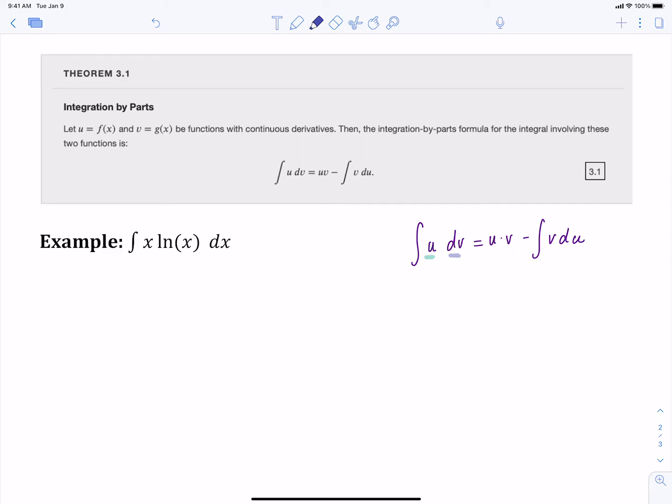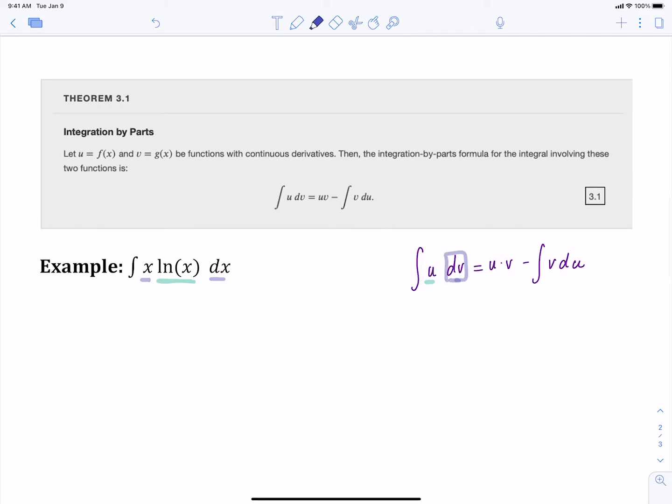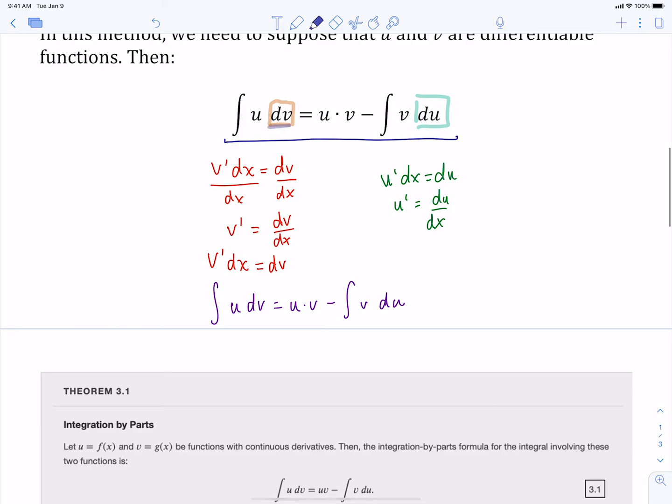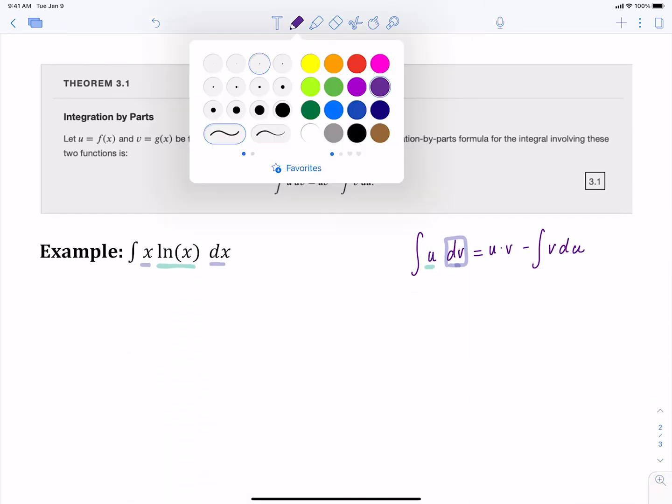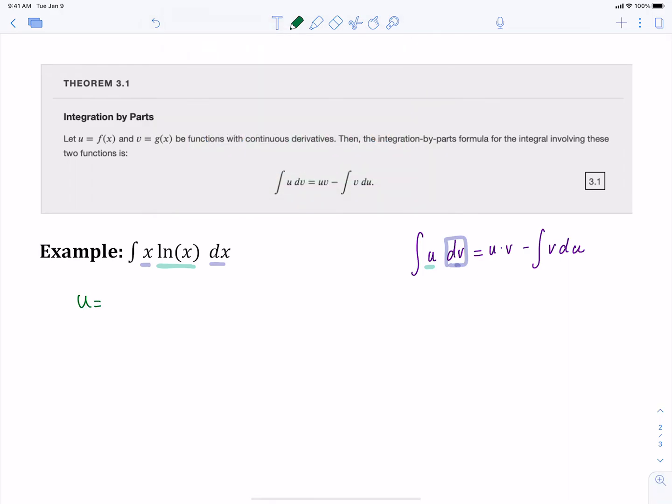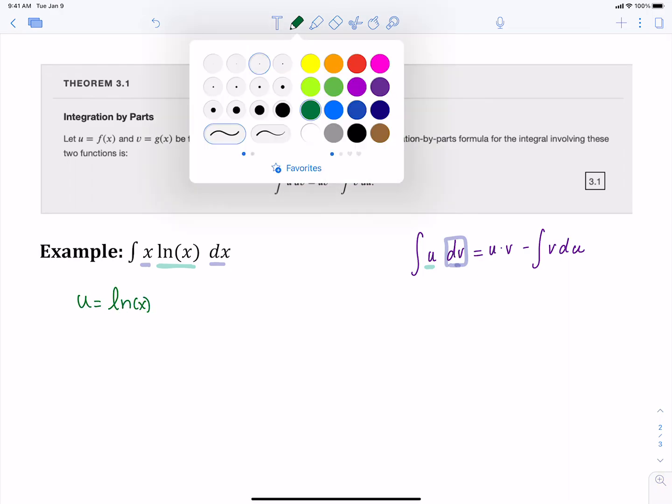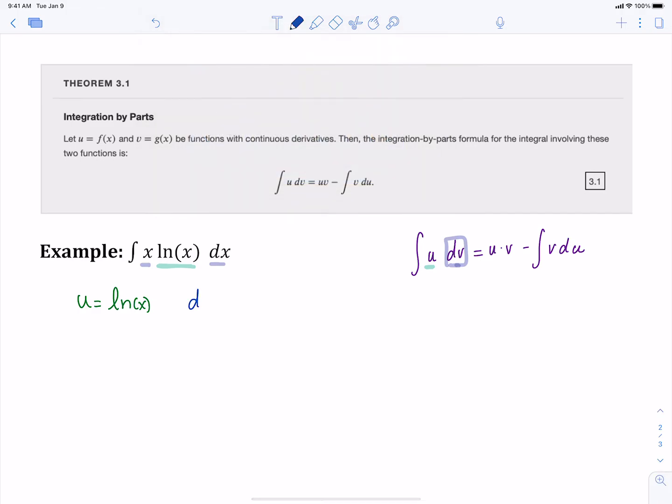Well, what is going to be the u in this case? We are going to make natural log of x our u. And so that's going to leave our x and our dx to be our dv. So dv is going to include the dx as well. So remember back up here, the integral of v prime times dx is equal to dv. So I write that down here: our u is equal to the natural log of x, and dv is equal to the x and the dx.